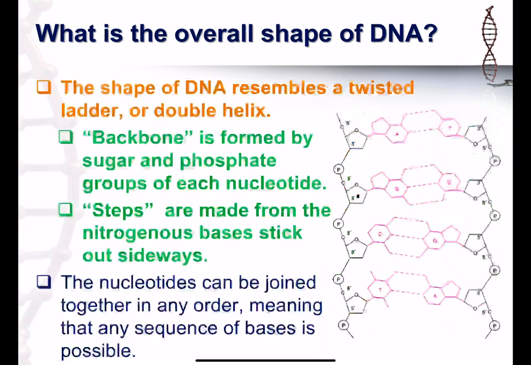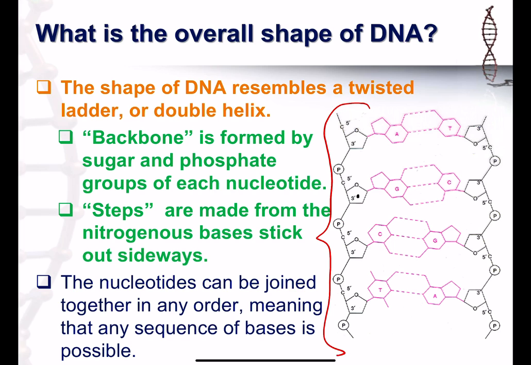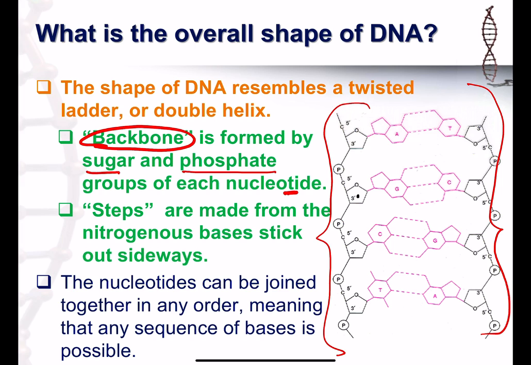So what is the overall shape of DNA? The shape of DNA resembles a twisted ladder or double helix. In this example right here, nothing is twisted so that you can see the simplistic breakdown of it. So the backbone is formed by a sugar and a phosphate, and you've already been exposed to that. And that is part of the nucleotide. Remember that the nucleotide has something else that is included within it. But then this nucleotide also includes something called steps. So the steps of a ladder. And these are the things that are made from nitrogenous bases, and they stick out sideways.